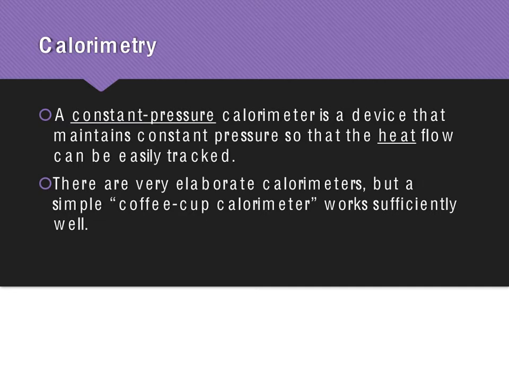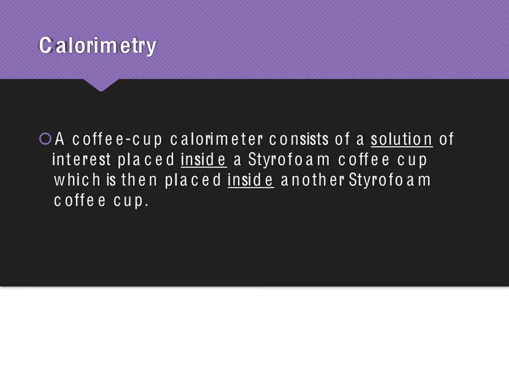A constant pressure calorimeter is a device that maintains constant pressure so that the heat flow can be easily tracked. Hence the name constant pressure. There are very elaborate calorimeters, but a very simple coffee cup calorimeter works sufficiently well that you're going to be using that in an upcoming lab. A coffee cup calorimeter consists of a solution of interest, which is placed inside a styrofoam coffee cup. That cup is then placed inside another styrofoam coffee cup.